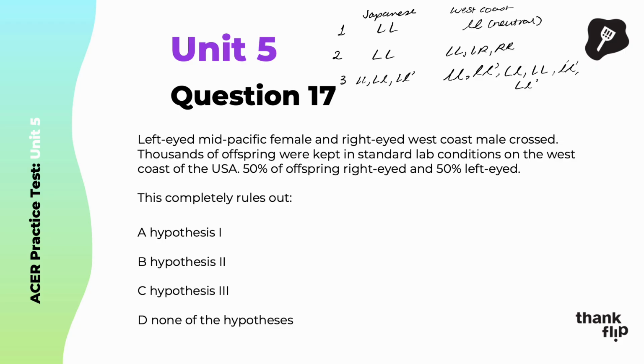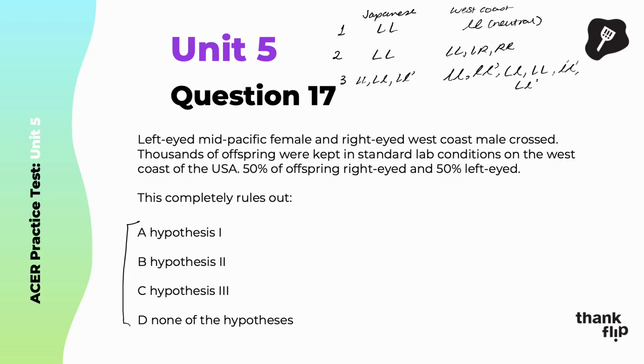Now, question 17 is a bit of a different one from the series. So it's given us a scenario. So it's saying that left-eyed mid-Pacific females and right-eyed West Coast males were crossed. And thousands of offspring were kept in standard lab conditions. And 50% of the offspring were right-eyed and 50% of the offspring were left-eyed. And it's asking us what this finding can completely rule out, or if it can completely rule out any of the hypotheses. So importantly, we actually aren't given any information about the West Coast individuals in the hypotheses.